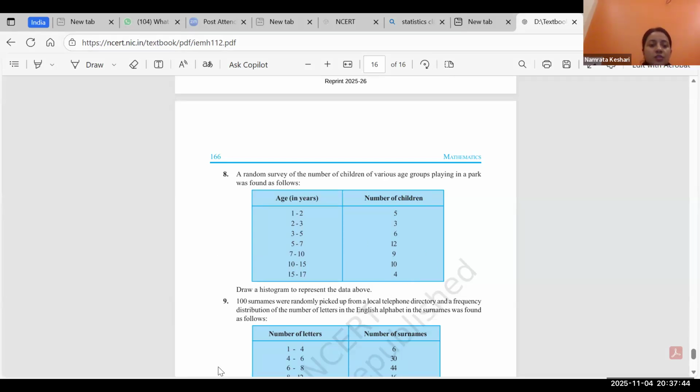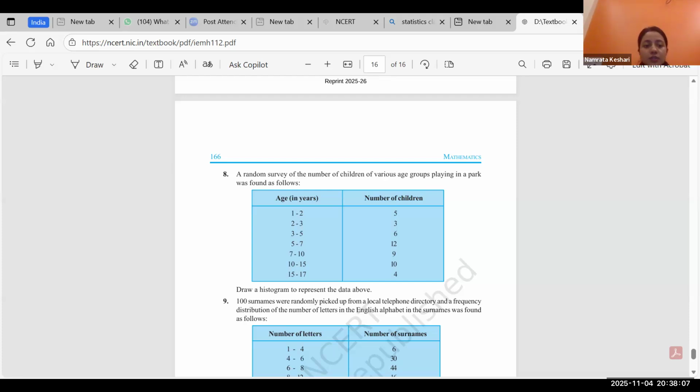Question number 8. With the basic data, how to draw the histogram when the class sizes are already the same? Okay, all the class sizes are same, then how to draw the histogram, that we have already discussed. We just have to represent the data graphically, just like a bar graph, and that will be called a histogram. I'll take question number 8.